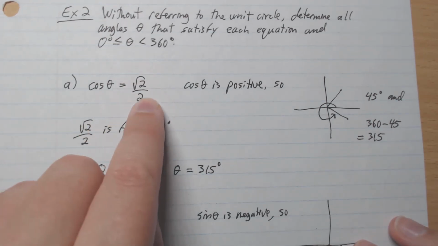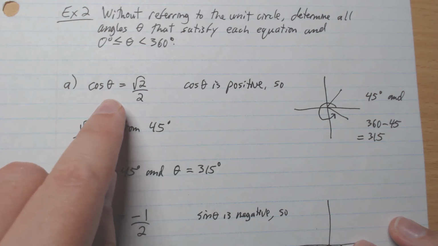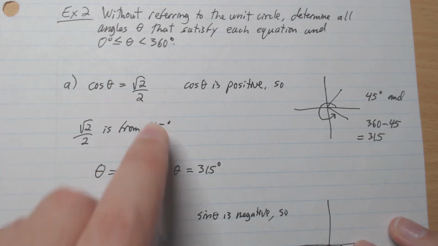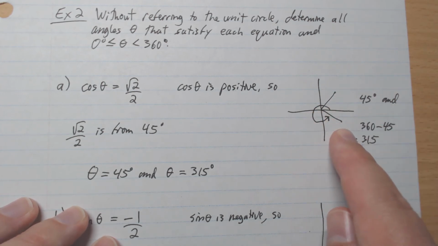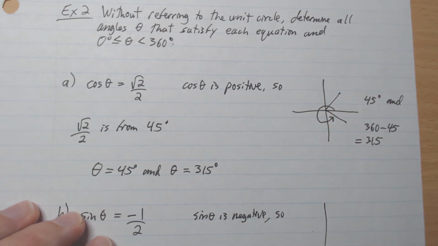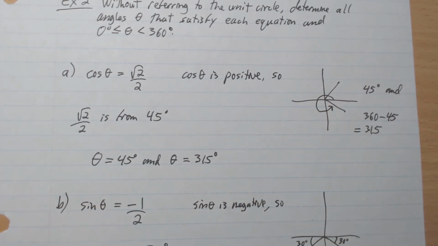And so root 2 over 2 comes from 45 degrees. We notice that cos of theta is positive, and so we have 45 degrees this way and 45 degrees that way, which is angle 315. And so the first is 45 like that, and the second is 315.